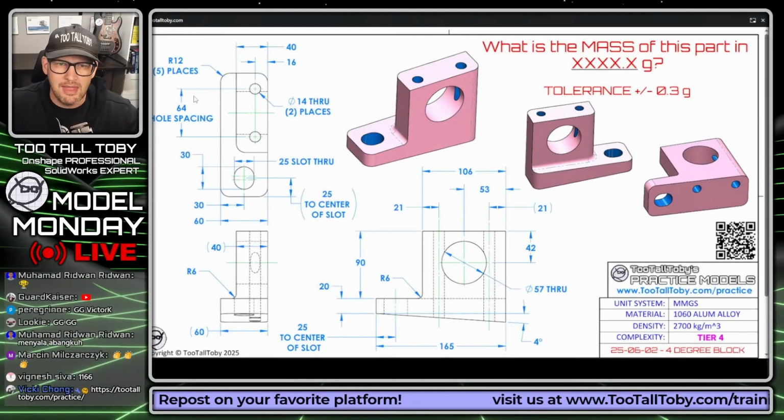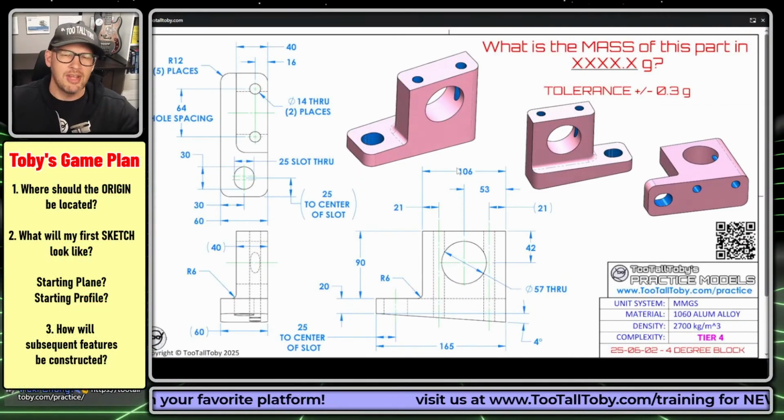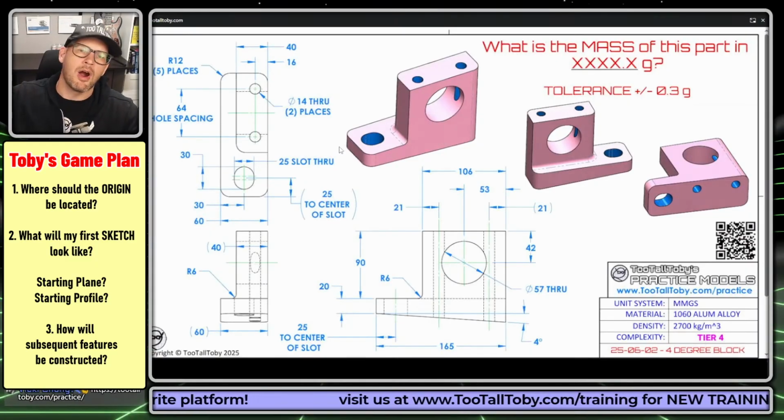So we can see here that this challenge is a machined part. We can see here that this challenge is not symmetric. There's no centerline symmetry. So when it comes to the location of the origin on a non-symmetric part, it becomes a little bit more arbitrary.